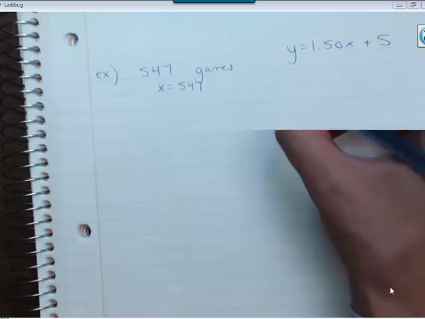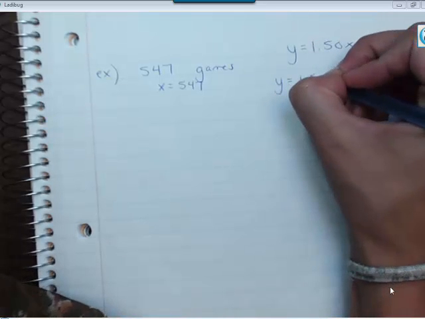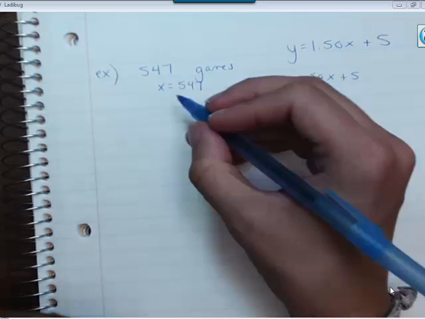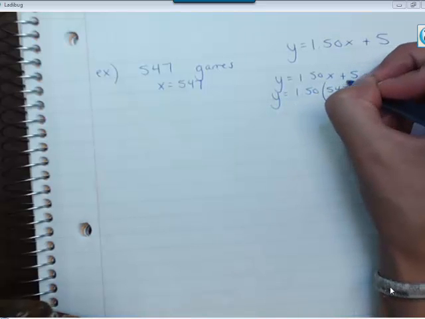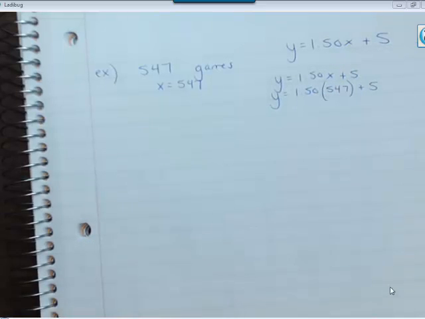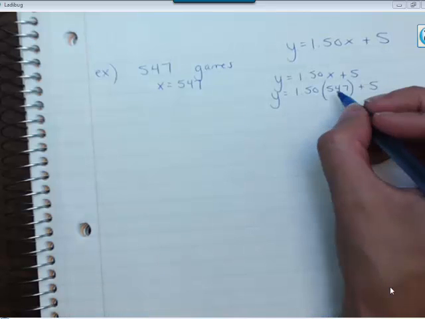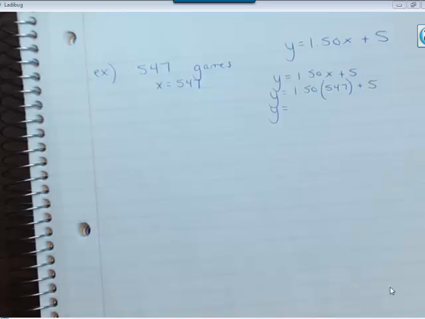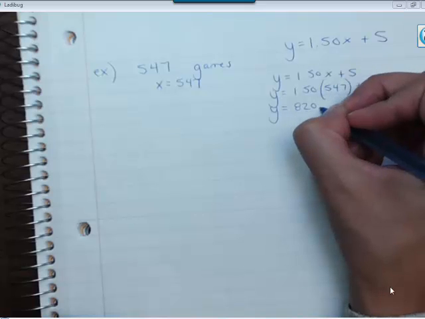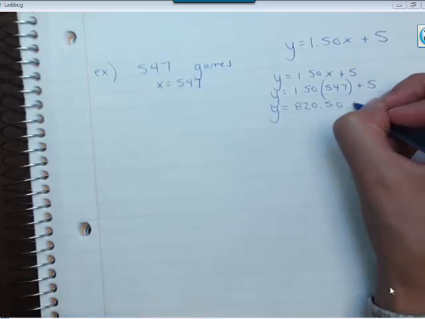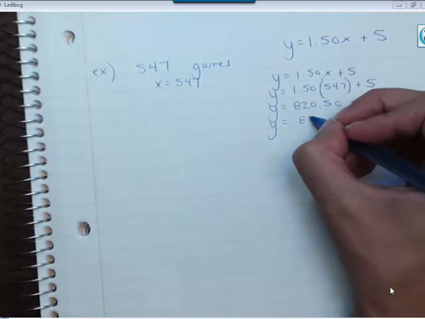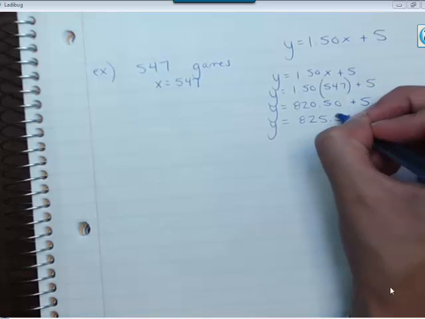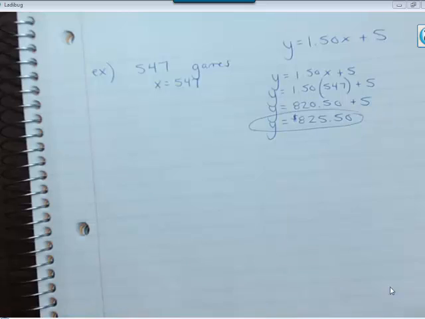Y is equal to 150X plus 5, and I'm going to substitute 547 in place of the X. Remember, put it in parentheses. And I'm going to solve. So I multiply this. You may use your calculator. $1.50 times 547 games is going to be $820.50. But don't forget, I have to add the $5 entry fee. So my total cost is going to be $825.50 at the Video Arcade. That's a lot of money for spending money on games.